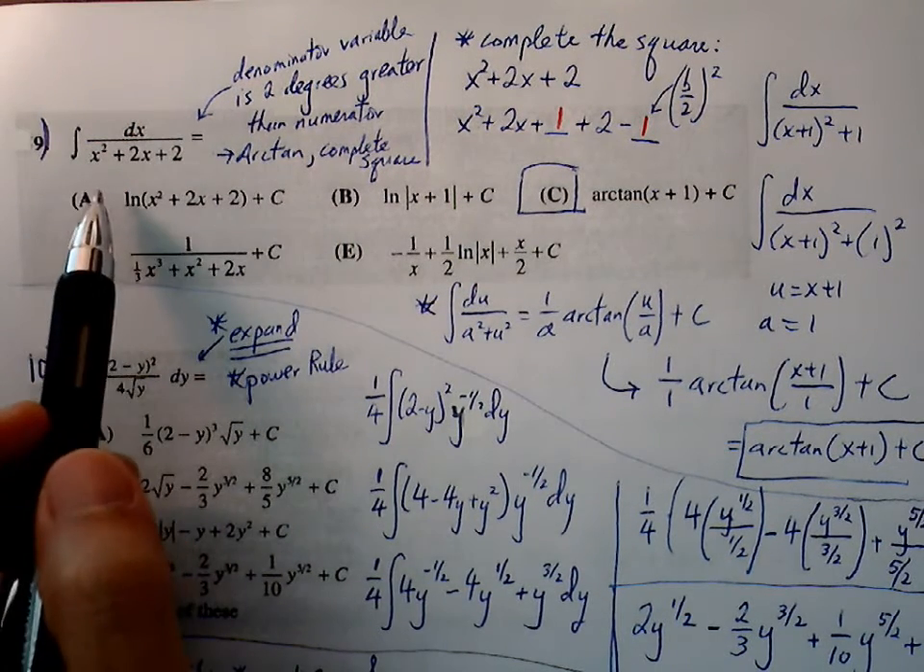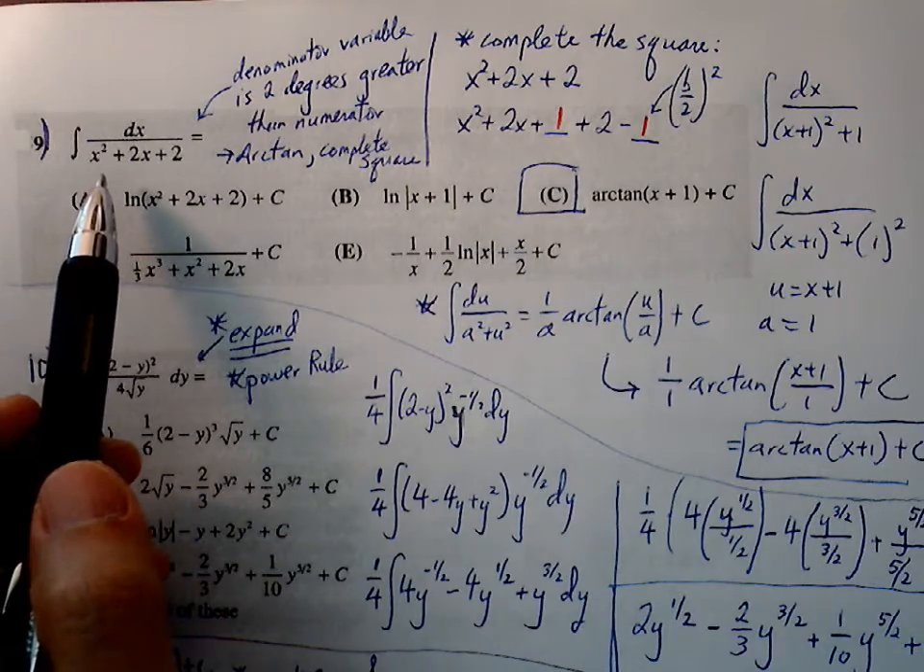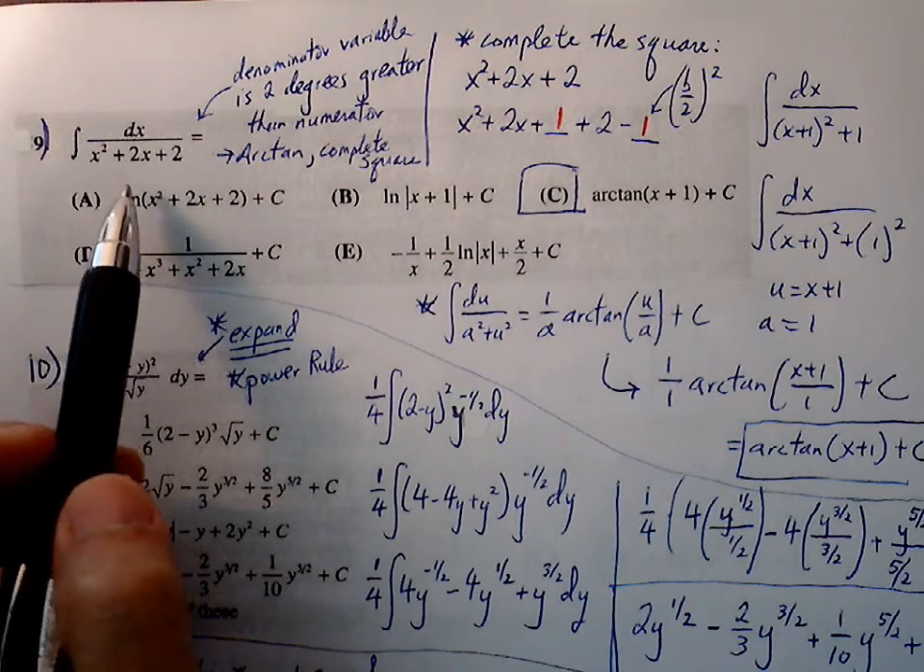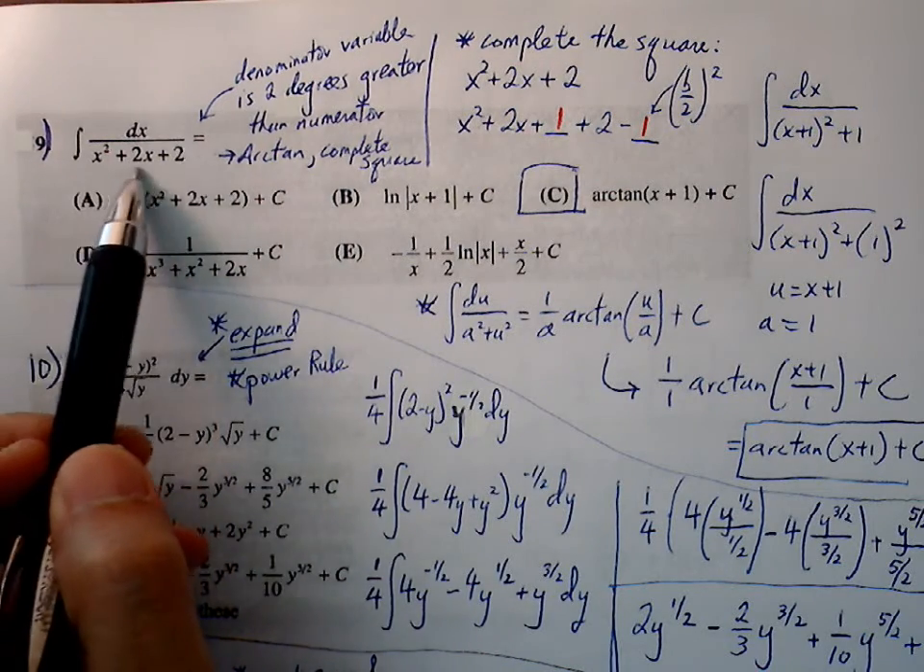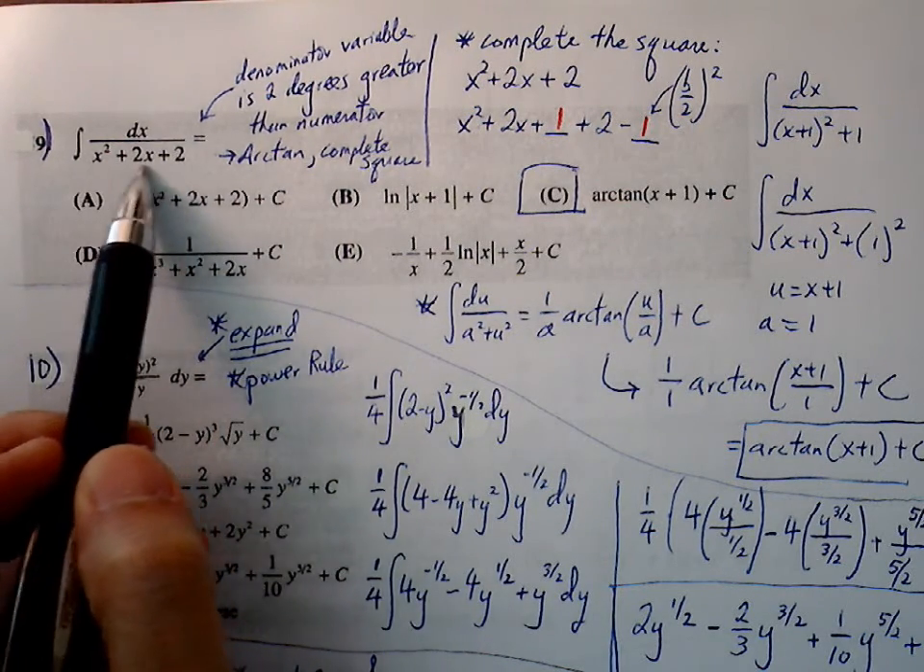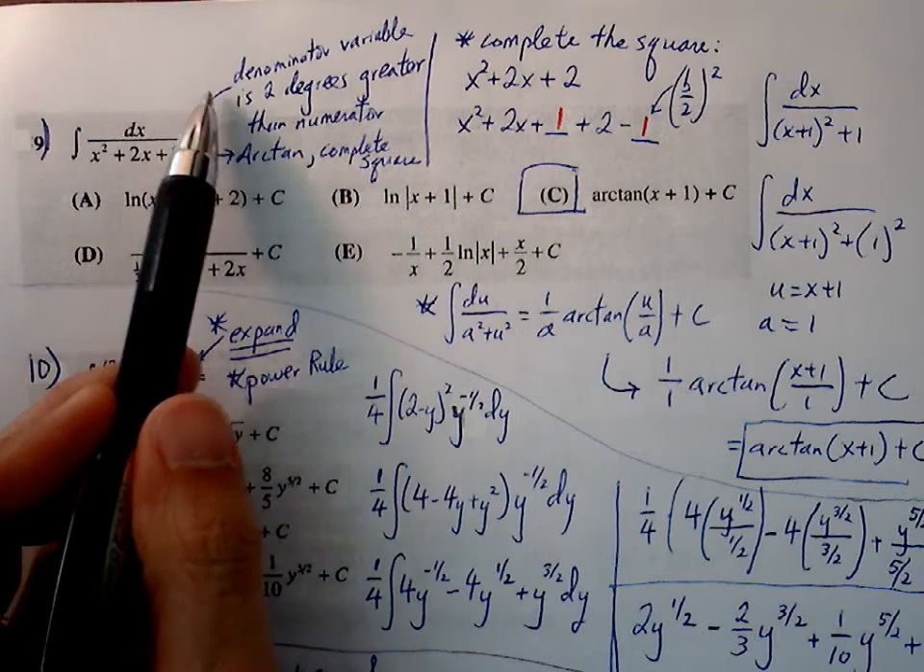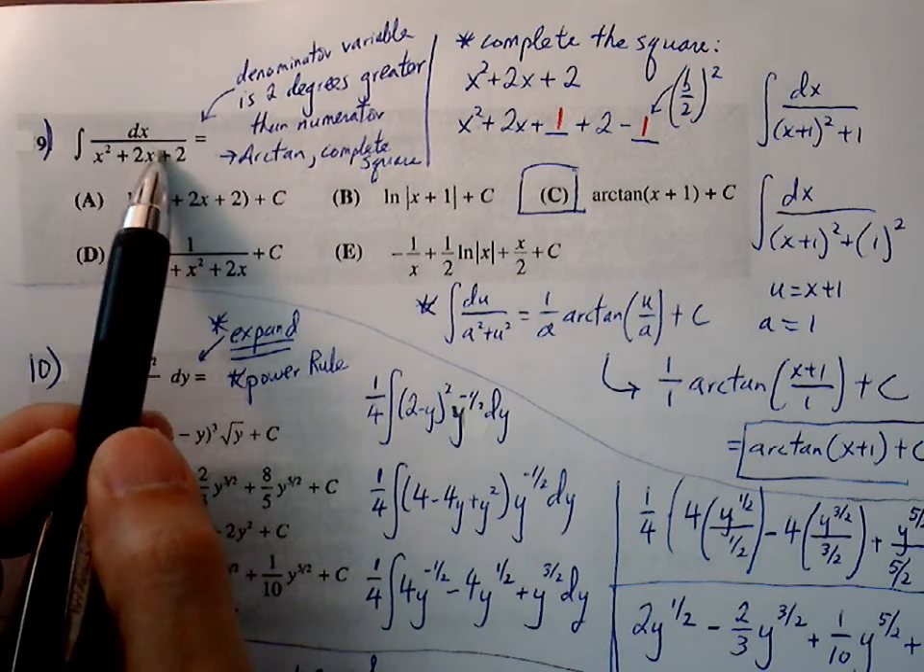Continuing with our anti-differentiation problems here. Number 9. We look to expand, or we try to expand, but it looks like this is not going to be a good fit. The denominator has too many terms. U substitution is not going to quite work either.